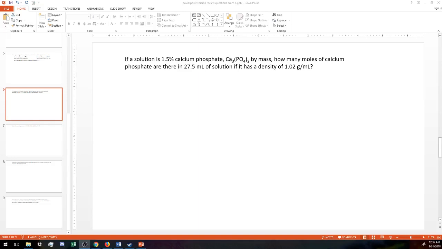For this chapter, we're primarily going to focus on working on different ways to deal with solution concentrations and how we can do calculations with those, as well as a little work with colligative properties. So we're going to start with this question related to using percent by mass.